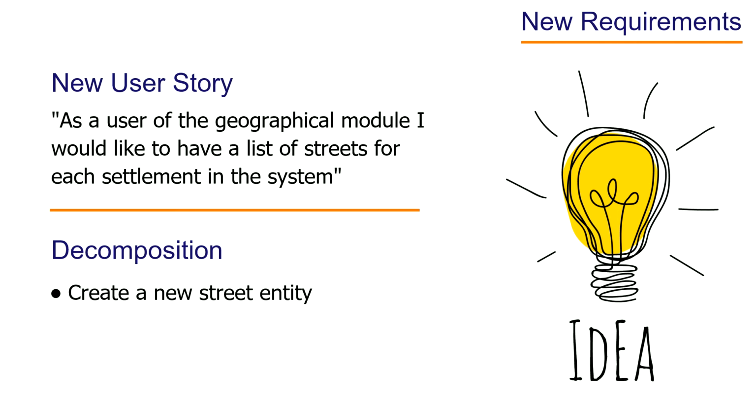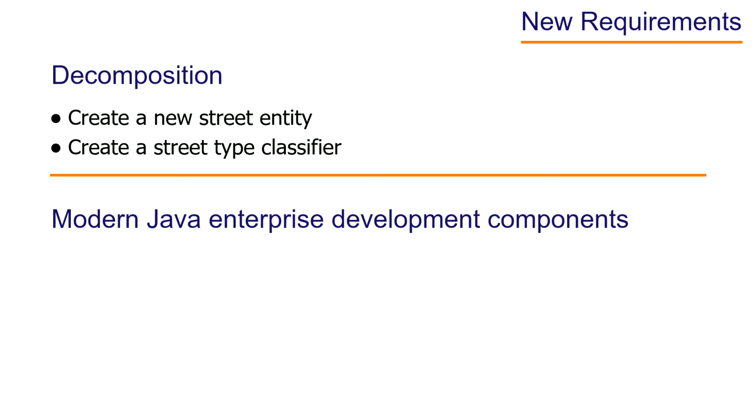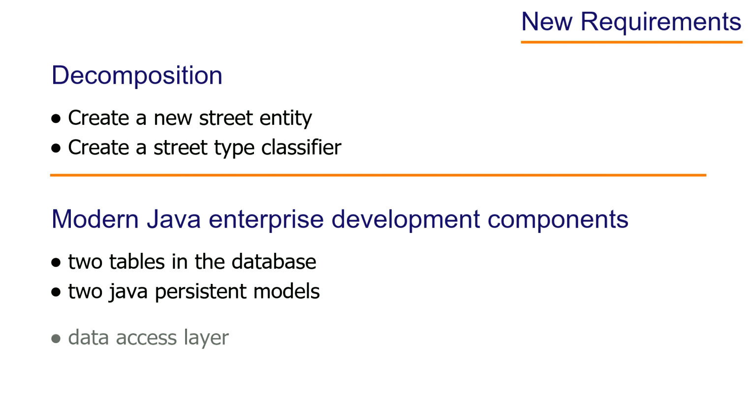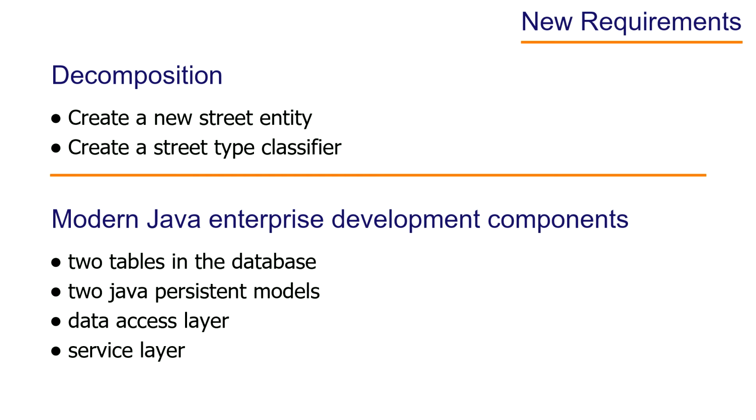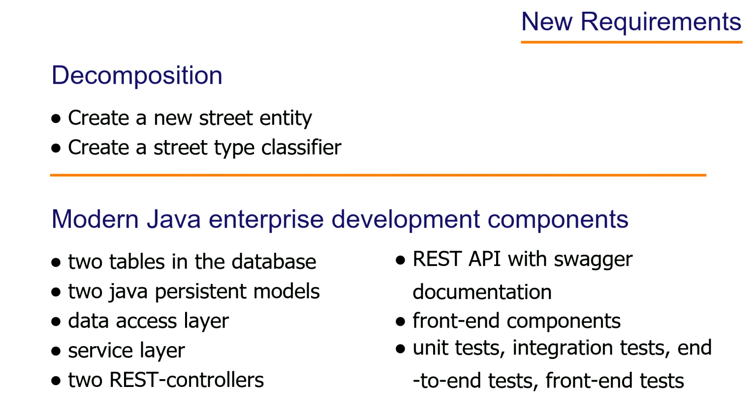Firstly, the street entity with unique ID, full name, and caption of the street. Secondly, street type classifier. Street type is another dictionary which will contain values such as street, avenue, square, alley, and all that. In the world of modern Java enterprise development, this means that we should create tables in the database, two Java business models, data access layer, service layer, two REST controllers, REST API with Swagger documentation, front-end part consisting of list, web forms, controllers, and so on. We should cover all this code by tests which double all our work.